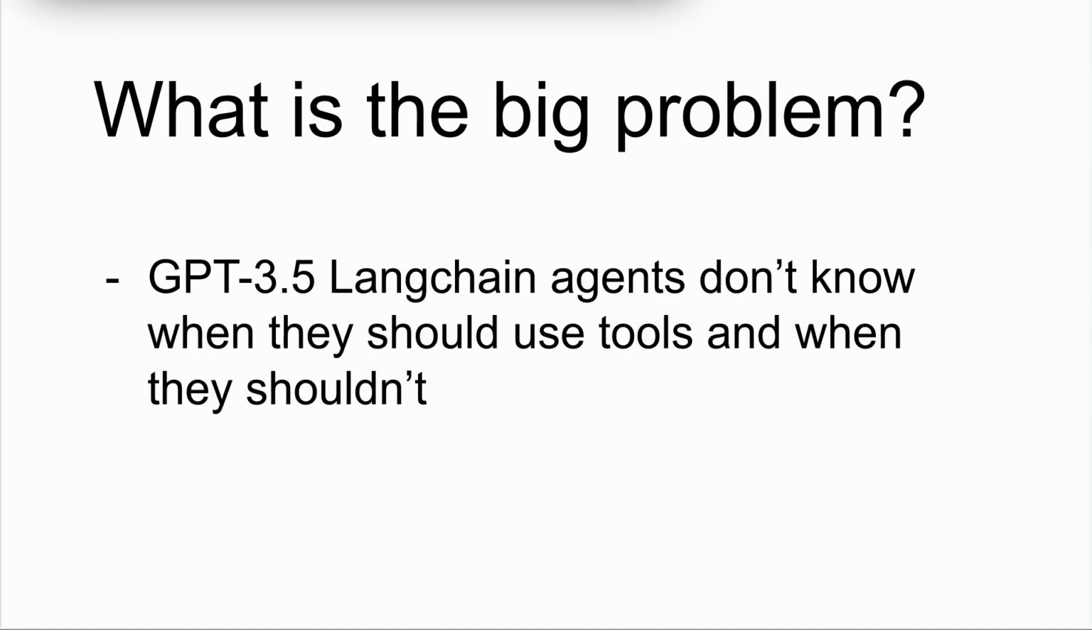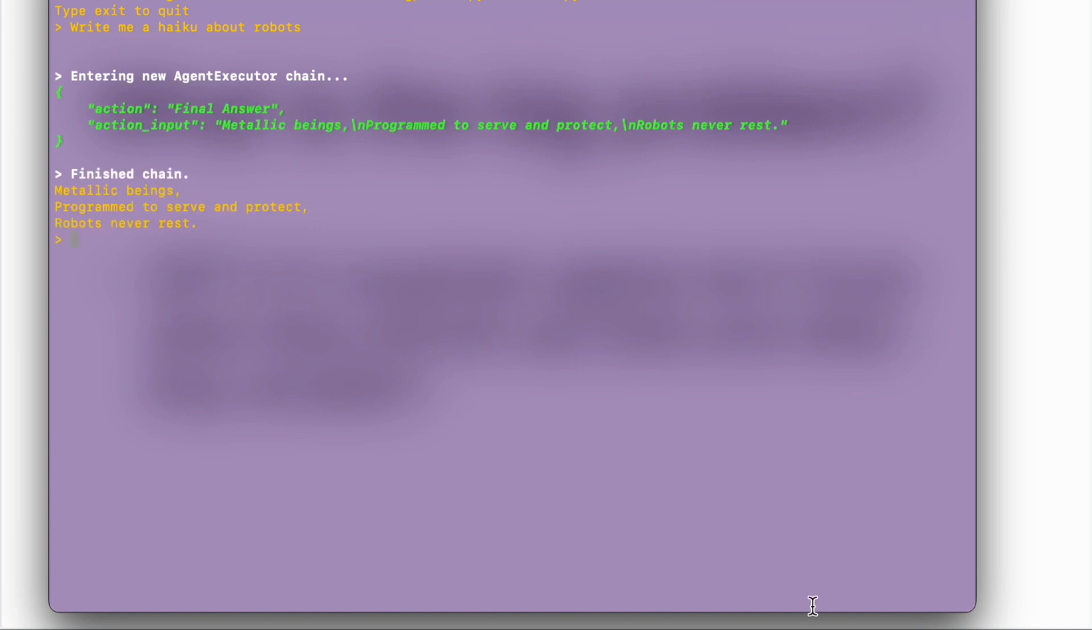So here's a basic conversation agent, and I'll just ask it something that doesn't require tools. Write me a haiku about robots. And you'll see it enters the agent chain, but it doesn't use any tools, it just gives me the haiku, which is the right decision.